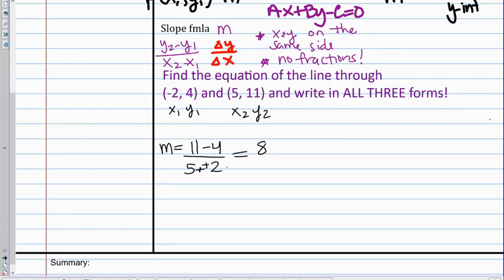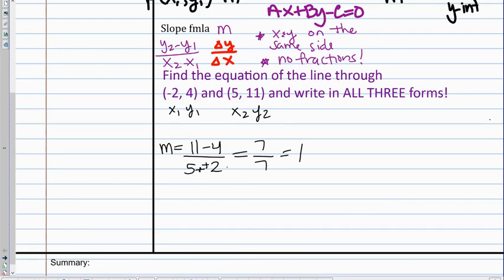So I think I'm messing up already. That should be 7. I don't know why it changes pens on me the second I go to erase. So let's try to get back to this. 7, and then 5 plus 2 is 7. So my slope is positive 1. That's pretty easy for our first one, right?